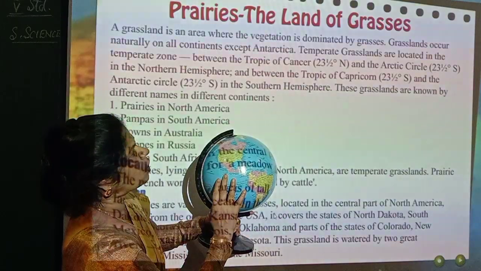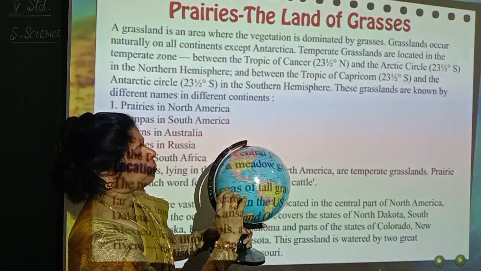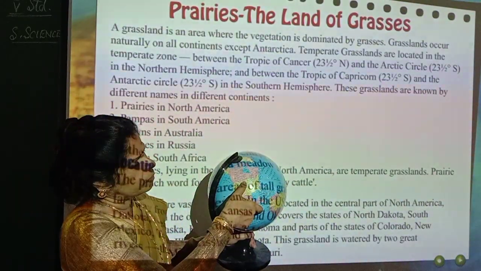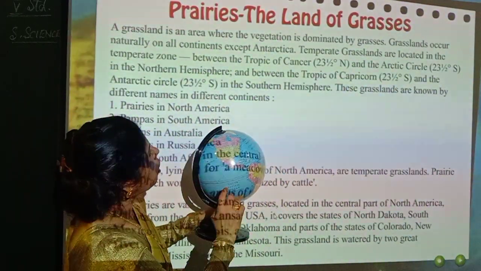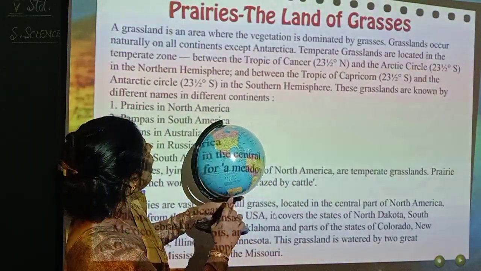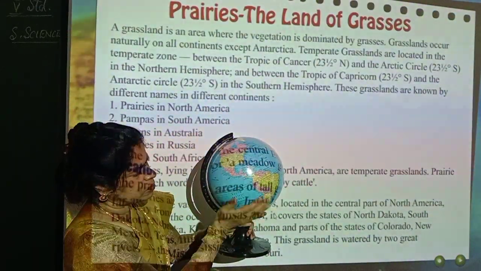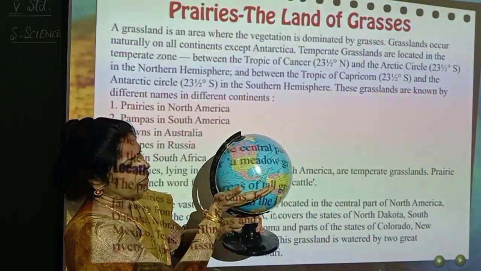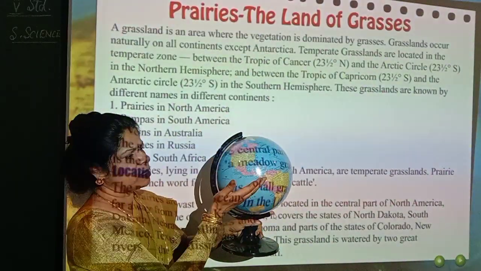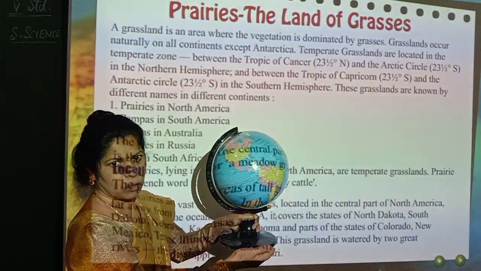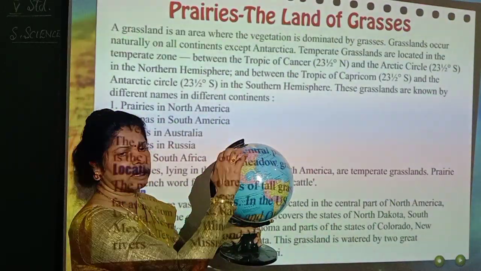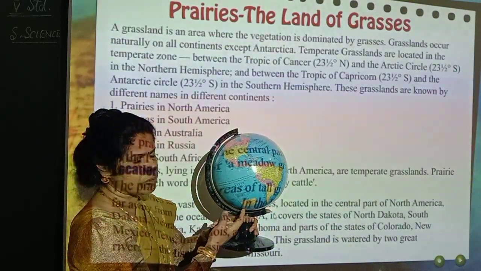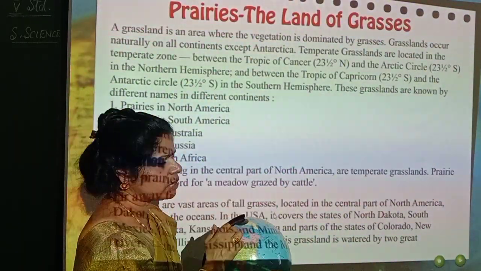So temperate grasslands are located in the temperate zone between the Tropic of Cancer, this part, okay, and the Arctic Circle. Got it? And then Tropic of Capricorn, back down, and the Antarctic Circle in the southern hemisphere. So below the equator, you call it the southern hemisphere. Equator upwards, it is called the northern hemisphere. This is the north pole and this is the south pole. Understood? So Tropic of Cancer and Arctic Circle come in the northern hemisphere. Tropic of Capricorn and Antarctic Circle come in the southern hemisphere. So that is the meaning here.